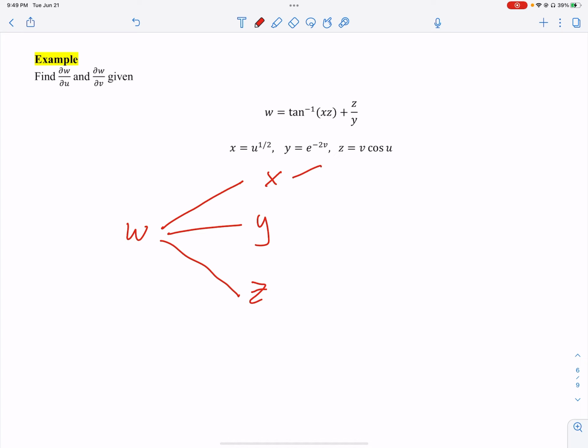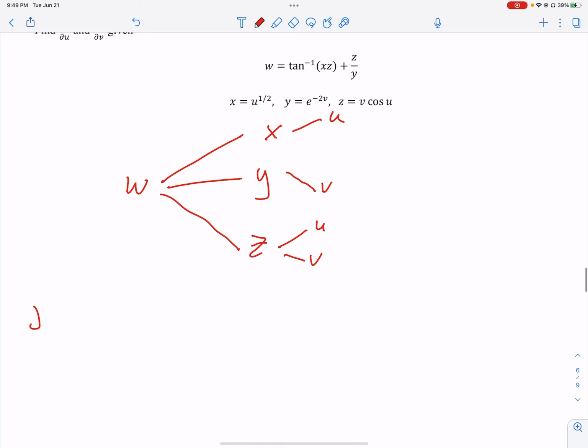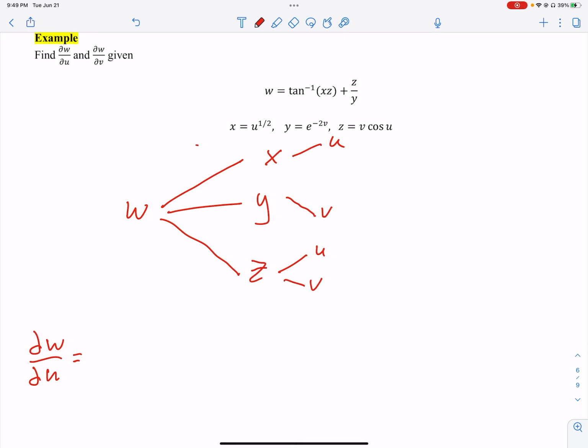All right, and then each x, okay, x is made up of u. No v's there, so I'm not even going to write it. This y is made up of v, and then z is actually made up of u and v. So if I wanted the partial of w with respect to u, the first thing, okay, I follow the path. So this is w, partial of w with respect to x. This is partial w with respect to y. This is partial w with respect to z.